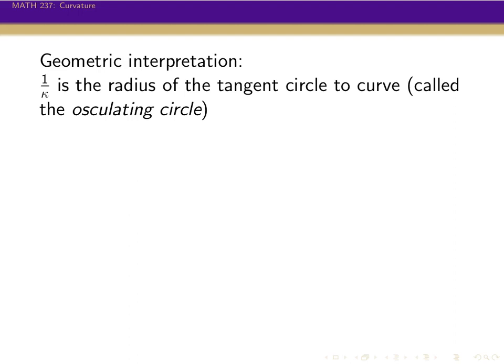Okay, so geometrically, what exactly is this curvature telling us? Well, if we take the reciprocal of it, that reciprocal is going to give us the radius of a tangent circle to the curve. So similar to how we can draw tangent lines to the curve, we can also draw a circle that matches the curve most precisely at that point. Call it a tangent circle, or really the technical term is the osculating circle.